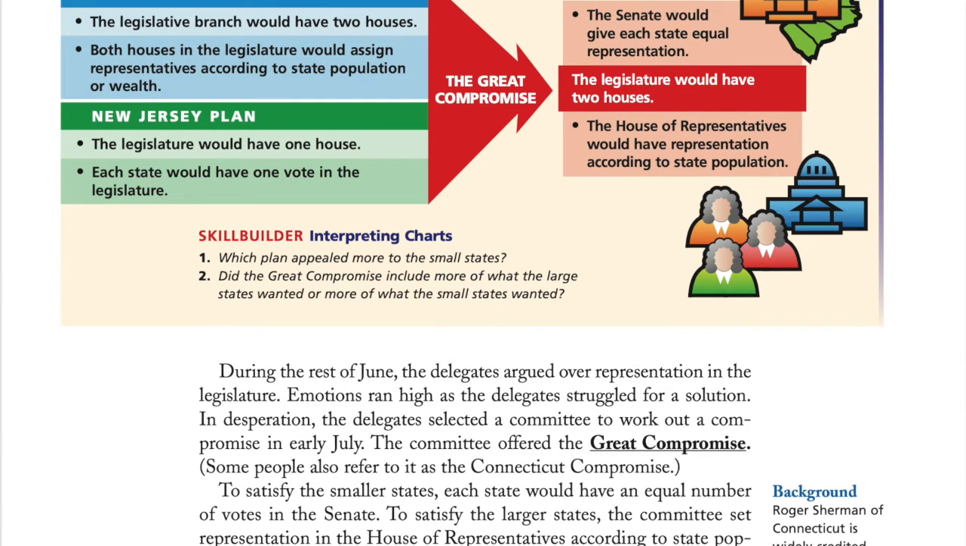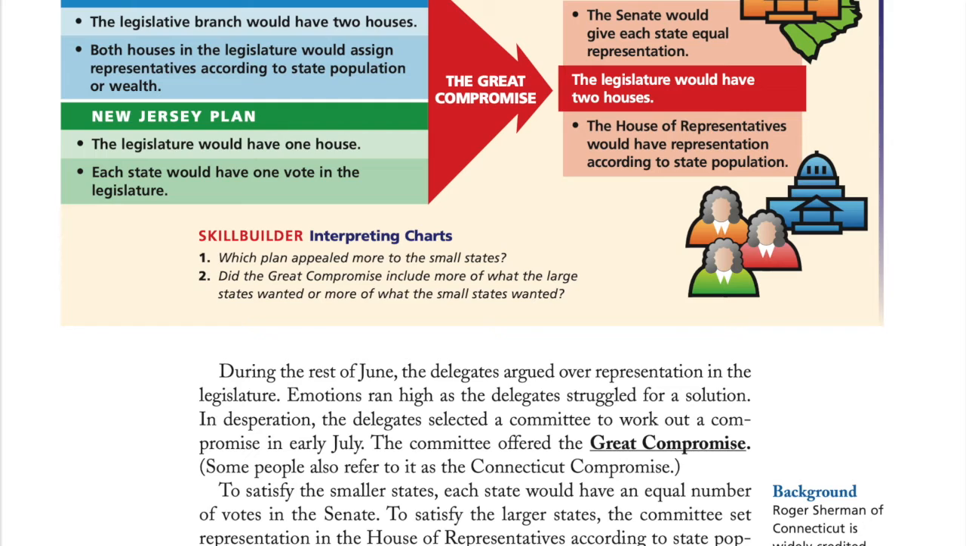To satisfy the smaller states, each state would have an equal number of votes in the Senate. To satisfy the larger states, the committee set representation in the House of Representatives according to state populations. More than a week of arguing followed the introduction of the plan, but on July 16, 1787, the convention passed it.